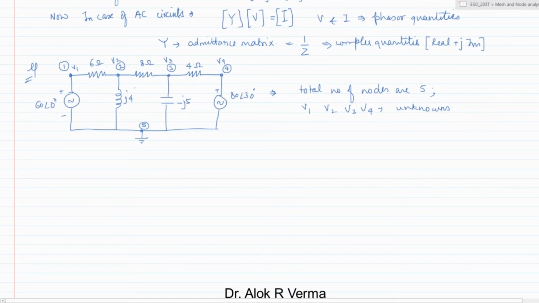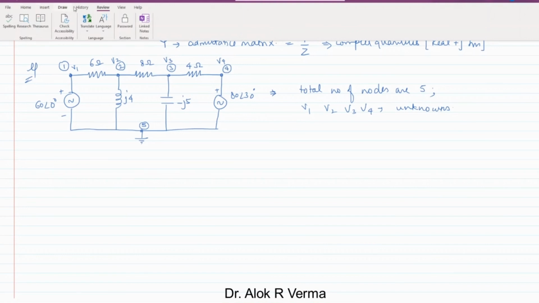Now similarly, we can choose wisely and look at the circuit very carefully. And what we can do is convert the voltage source into a current source. Okay.